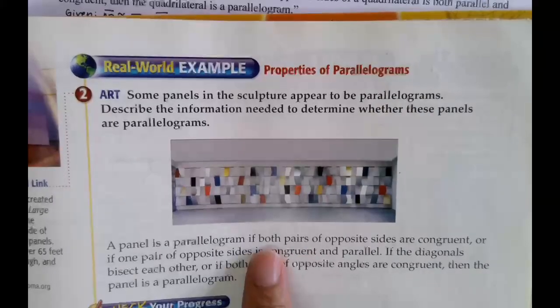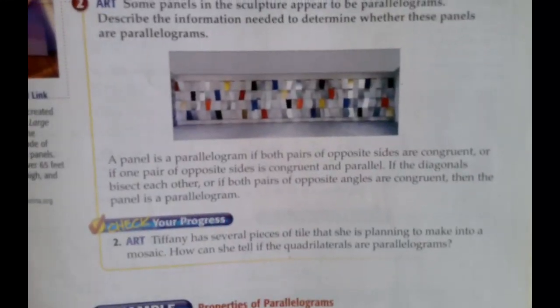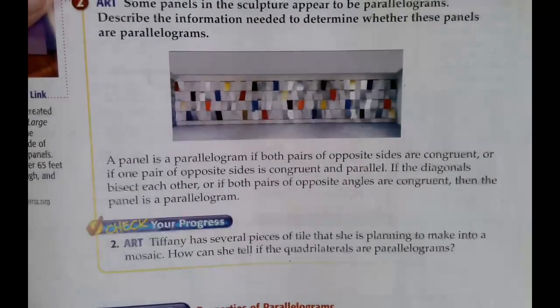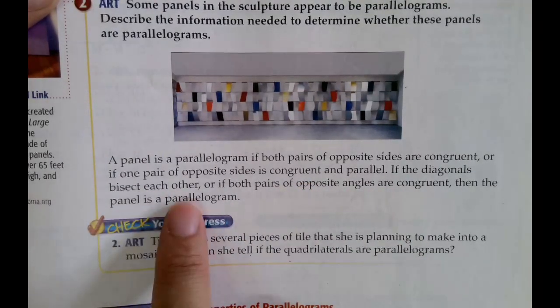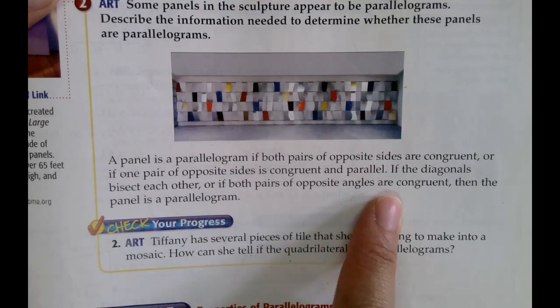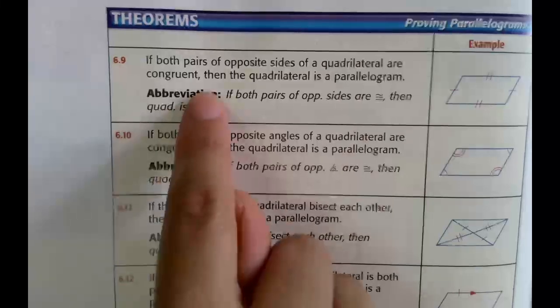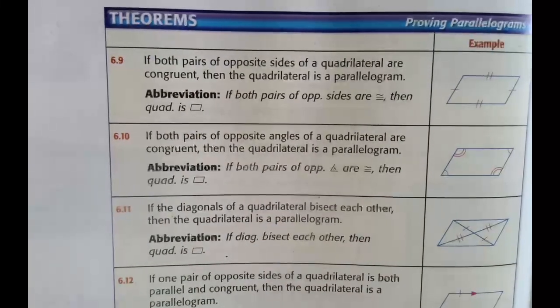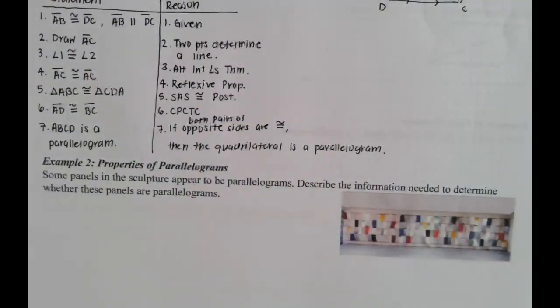So one thing we should know is that if both pairs of opposite sides are congruent, then it is a parallelogram. Or if one pair of opposite sides is congruent and parallel. Okay. We also know that if the diagonals bisect each other, or if both pairs of opposite angles are congruent, then those panels are parallelograms. If it meets some of these requirements that we saw here, that proves that it's a parallelogram. Okay. So that was nice and easy. It's just reviewing, do you know the properties of a parallelogram?